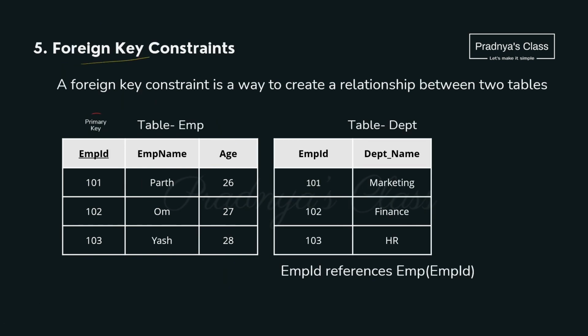Finally, we have foreign key constraint. We know the concept of foreign key. Here employee ID is a foreign key because it refers to the primary key of another table. Now how to apply all these constraints on the table? When we use the create table command, that time we will be writing it.